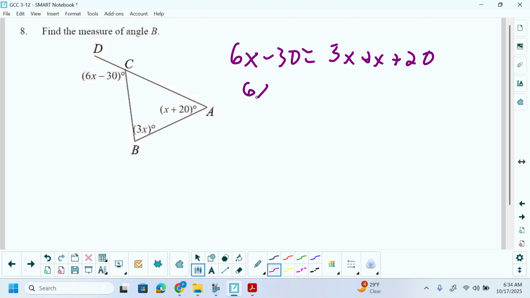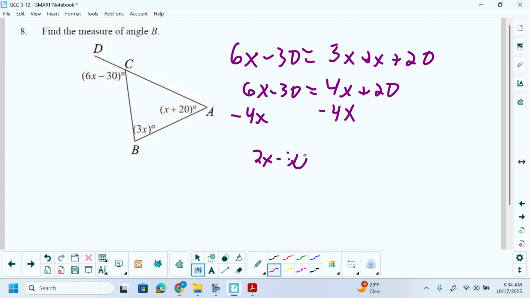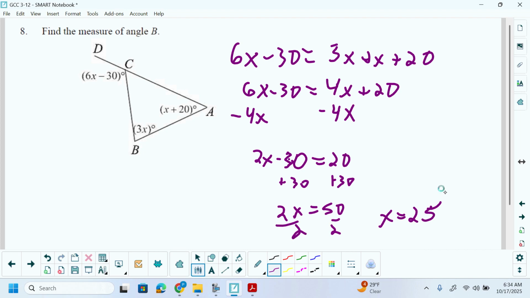If we combine like terms, that's 6x minus 30 equals 4x plus 20. I'm going to get my x's over on the left. So that's 2x minus 30 equals 20. And that's 2x equals 50. Divide by 2, you get x is 25. If we reread the question, though, we want angle B, and angle B was 3x. So 3 times 25 gives us that angle B is actually 75 degrees.